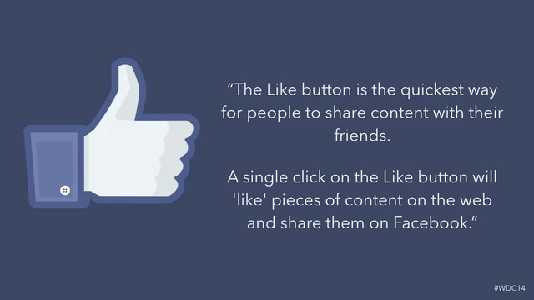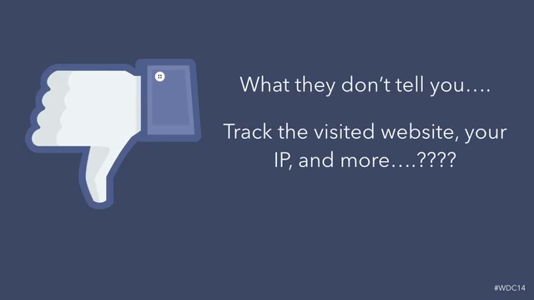And as an example, I have to bring up the like button. What the like button does, based on the definition, is it's the quickest way for people to share content. So I took that from the developer portal, from Facebook. A single click on the like button will like pieces of content on the web and share them on Facebook. So I opt in to like and to have Facebook knowing what I like, okay? But what they don't tell you is they track your visit to the website, your IP, maybe your social insurance number, your credit card, depending on where that like button is in. Did you agree to that? Probably not, okay?